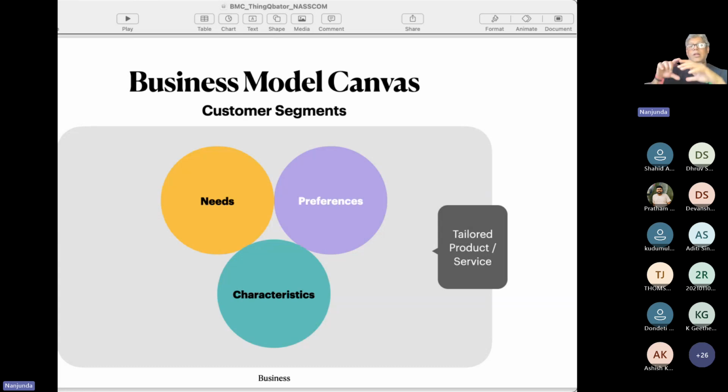Because if it is a want, it is a broader base. You narrow down your customer segment when it becomes a need for this particular portion of the customers. So that is why it is important that you pay sufficient attention.